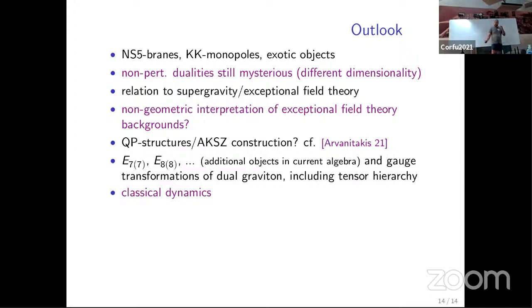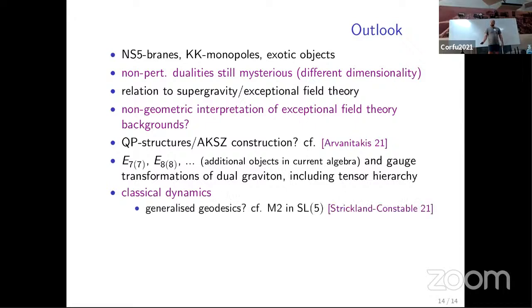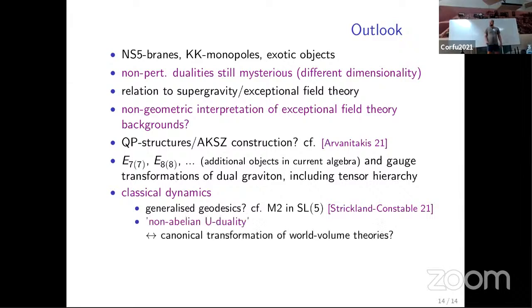And then one other part of the original motivation was that for the string, we can see a lot of things about classical dynamics from this Hamiltonian formulation. And for the other cases, there have been some insights. In an awesome paper this year, it was shown that for the membrane in the SL5 theory, we can associate solutions of the ordinary action to something called generalized geodesics. And maybe this formulation helps to show that. The other thing, also with a big question mark, is to show so-called non-abelian, or possibly U-dualities, as canonical transformations of worldvolume theories.